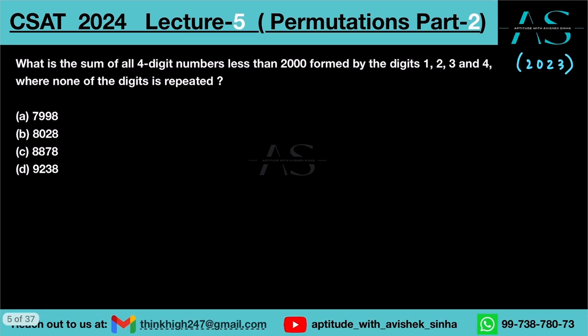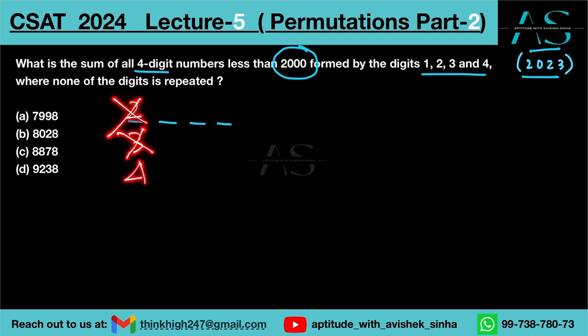This was asked in this year's paper, 2023. What is the sum of all 4-digit numbers less than 2000 formed by the digits 1, 2, 3, 4? So we are looking out for the sum of 4-digit numbers. First of all, let's look at what these 4-digit numbers are. Now all of these numbers must be less than 2000. So can you start the number with 2? No. Can you start these numbers with 3? No. Can you start these numbers with 4? No. In that case, you would be getting a number which is greater than 2000. So the only possible value for the first spot is 1.